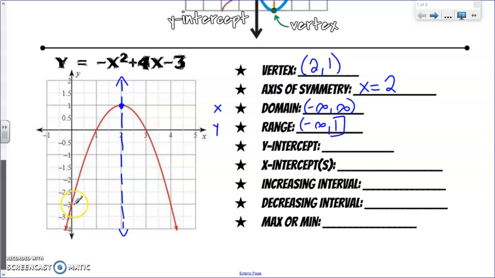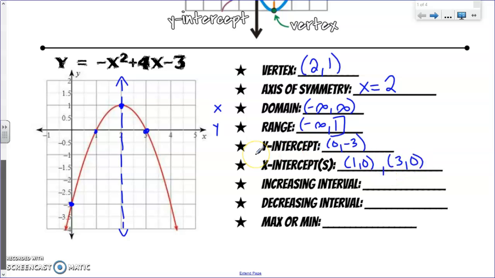Okay, what is the y-intercept of this graph? 0, -3. I want your y-intercepts to be ordered pairs. Okay, what is the x-intercept? So 1, 0, 3, 0.